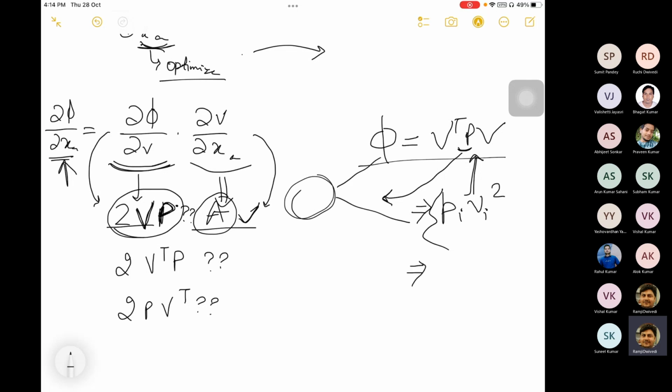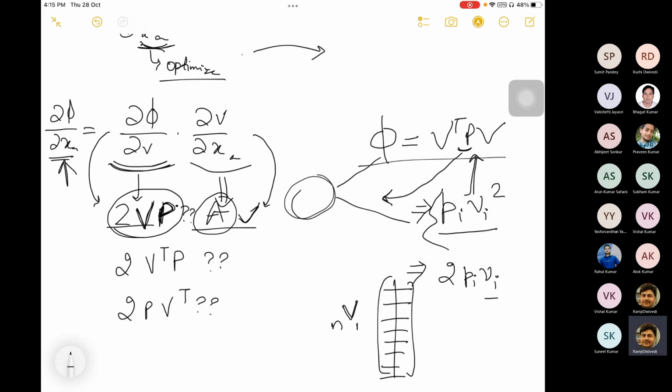Okay, first thing. Now second thing is you have to understand what the dimension of V is: n cross 1. Okay, n cross 1 means there would be n rows and a single column, that means a column vector would be available. So when you differentiate pi vi square, how would you differentiate? You will write 2 pi vi, isn't it?